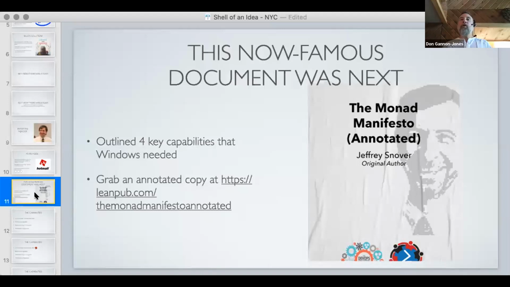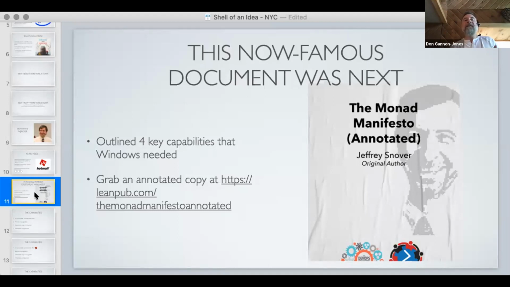A lot of people think that the manifesto was the first thing Jeffrey wrote, and then a bunch of people bought off on it, and then they started doing PowerShell, and that's not true. The manifesto was an attempt to mitigate the time zones that they were dealing with in their development team.